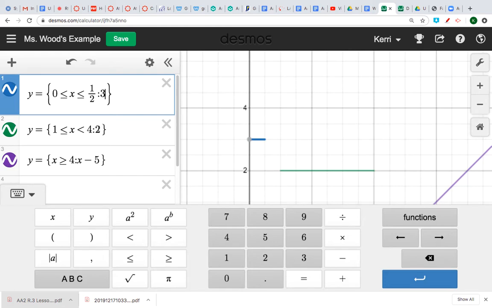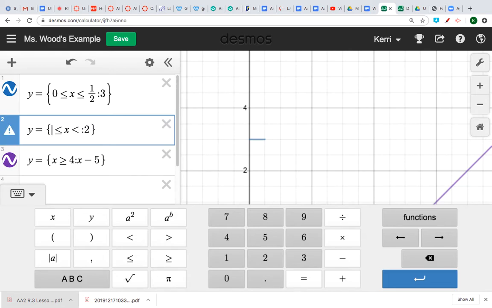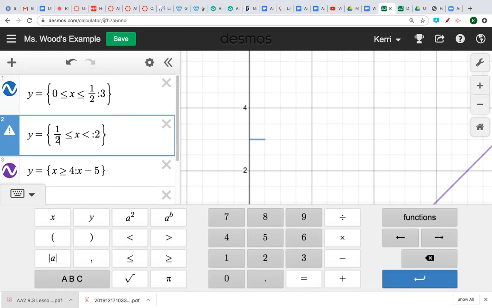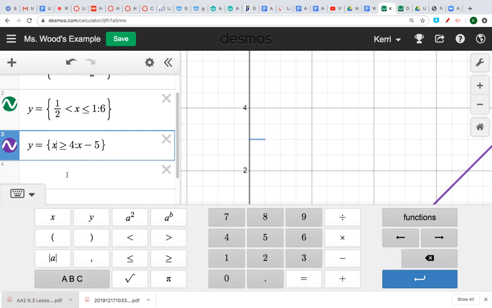Then from 1/2, this has to be a less than sign. And it goes up to 1. Then y is equal to $6. And then, oh wait, this one has to be an or equal to.